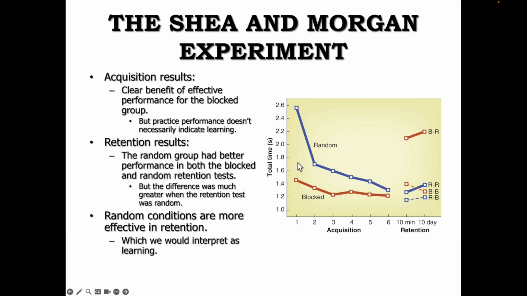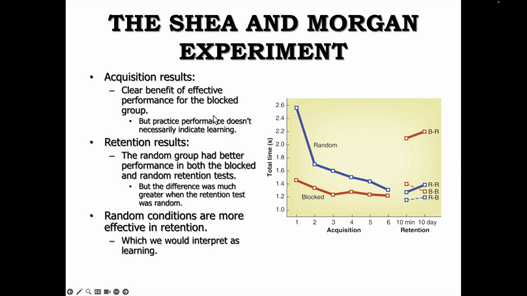So this diagram on the right here basically highlights the results. The acquisition results, the first part of this chart, showed that within the session there, as you were learning the skills, there's clearly a performance benefit for the blocked practice group. Within that one single practice session, blocked practice was better than random practice.